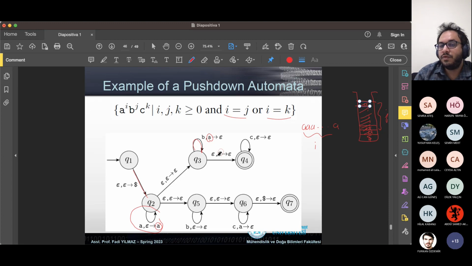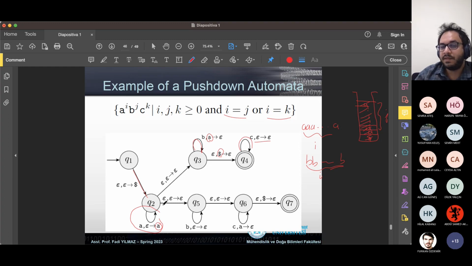I should be able to pop the $ sign as well. And then the number of C's doesn't matter. I can have as many C's as I want. When I read a C, I do nothing on my stack. Because if I have A's followed by the same number of B's, it doesn't matter how many C's I have here, because K can be greater than or equal to 0. It doesn't matter how many of them I have. That's why I just don't care about the C.